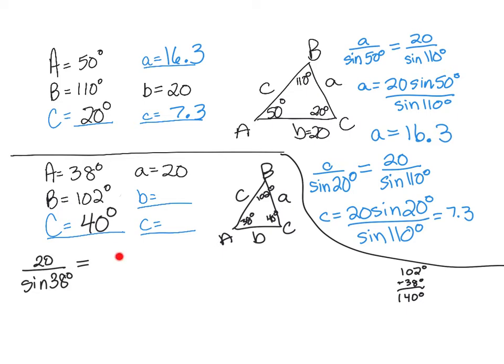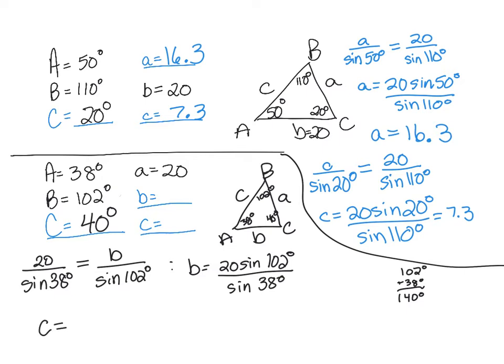B is 120. So side B is to the sine of 102. So multiplying both sides by the sine of 102, B will be 20 sine 102 over sine 38. And then C will be 20 sine 40 over sine of 38 for the same reason.